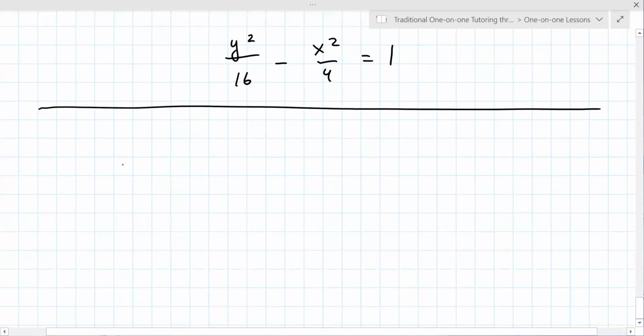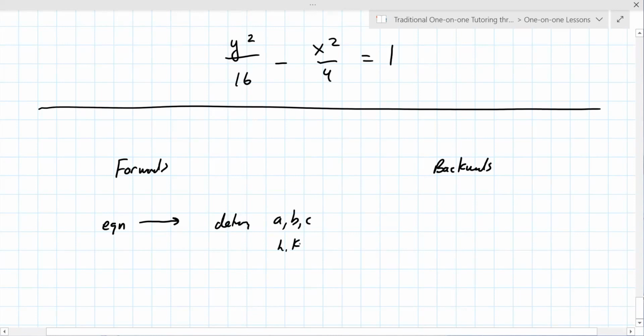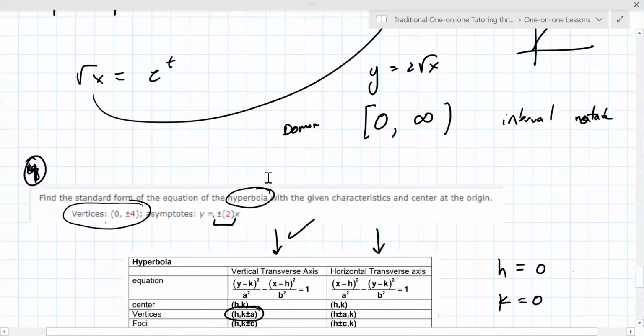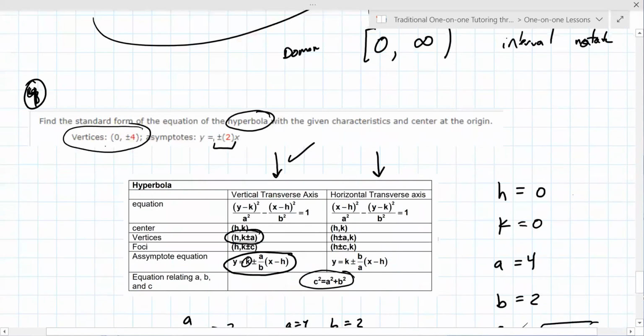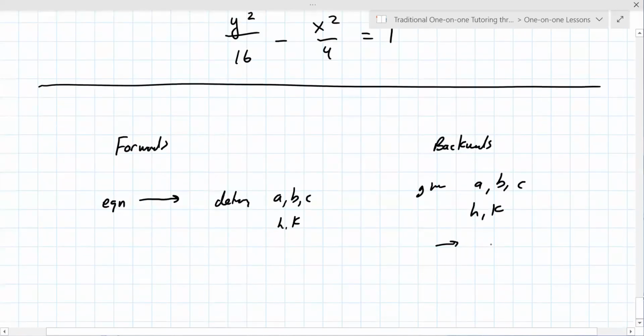Yeah, so math problems are generally forwards or backwards. A forwards question is I give you the equation of a conic section and I tell you to determine A, B, C, H, K. And the backwards is, given A, B, C, or the information to find them, like we did in that problem with the orbits. This one right here. This is a going backwards question. And then you're writing the equation from that.